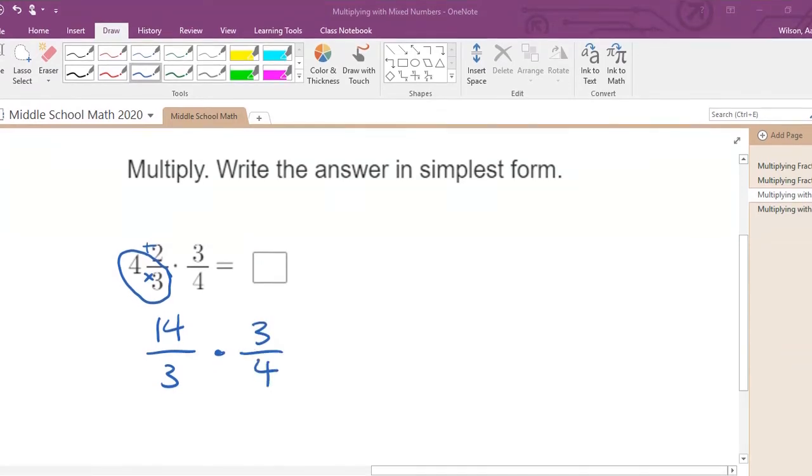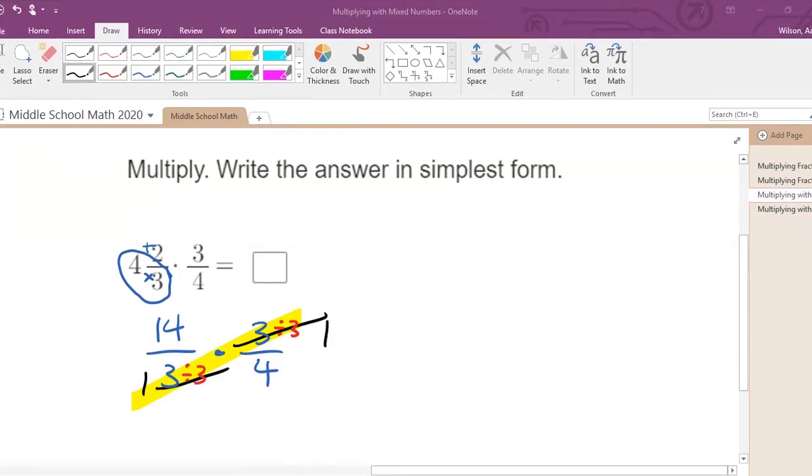Now we are going to cross reduce. Remember, when you cross reduce, you look diagonally to try and find a common factor between one numerator and another denominator. Well, here you're staring at 3 and 3, and they're both divisible by 3. So those turn into 1s, because 3 divided by 3 is 1.